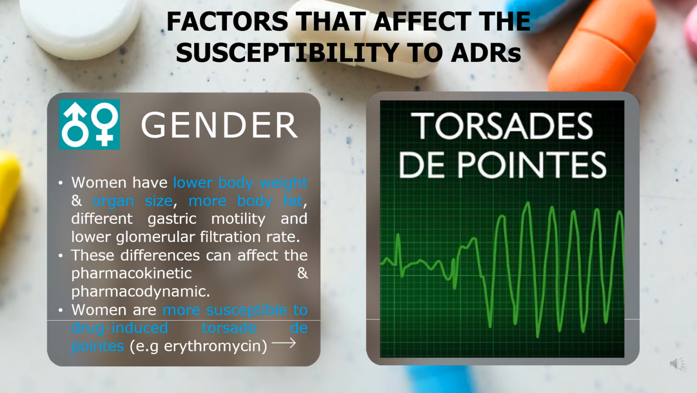And sometimes women are also more susceptible to drug-induced torsades de pointes, which is a form of tachycardia in which the electrical pulse in the heart undergoes a cyclical variation in strength, giving a characteristic electrocardiogram resembling a twisted fringe of spikes.